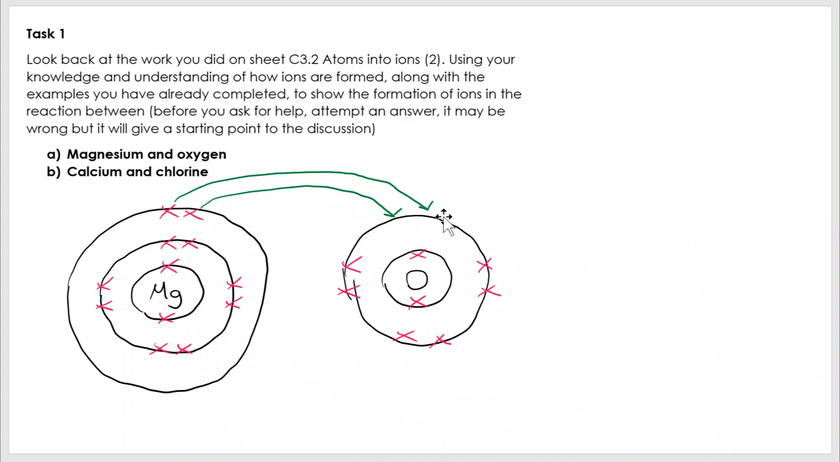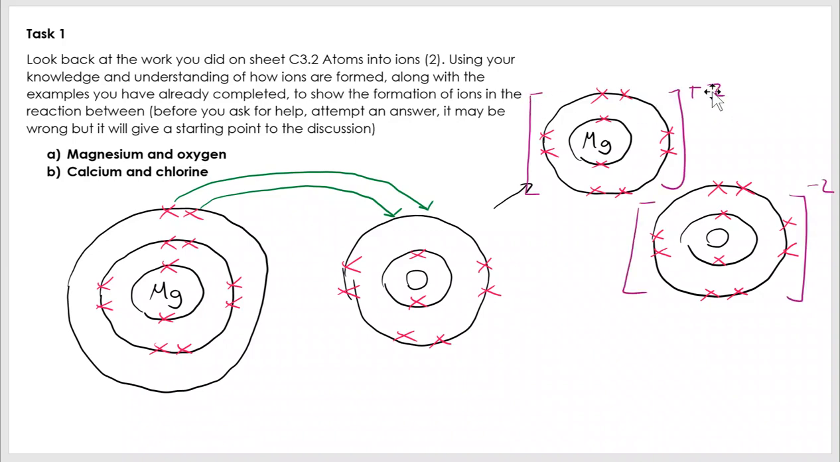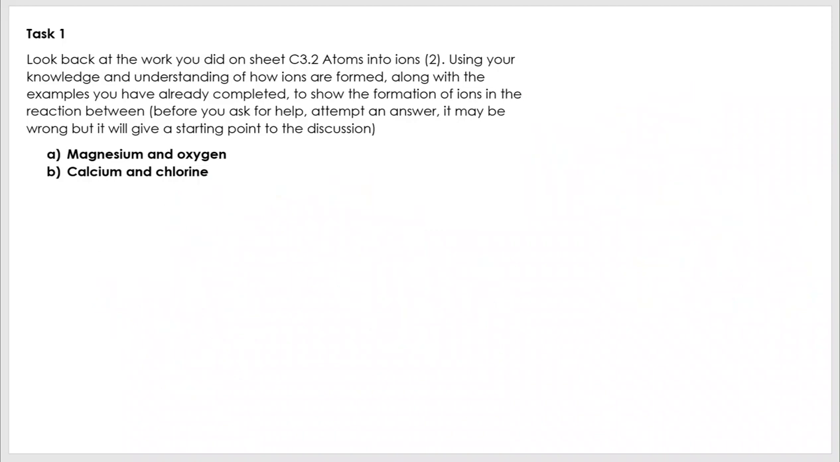Magnesium gives both of its outer electrons to oxygen, and that then means that we have formed some slightly different structures. Magnesium, instead of being 2,8,2, is now 2,8, and oxygen, instead of being 2,6, is now 2,8. They've got full outer shells. But they've also got charges. If magnesium has lost 2 electrons, it means it has a charge of +2, and if oxygen has gained 2 electrons, it means the oxide ion has a charge of -2. So now have a go at calcium and chlorine.